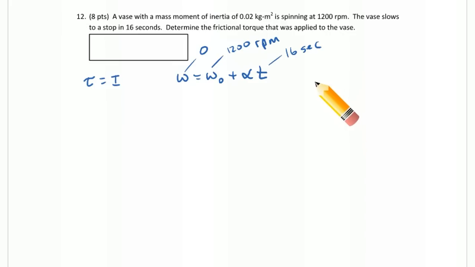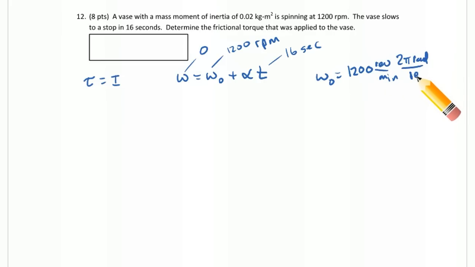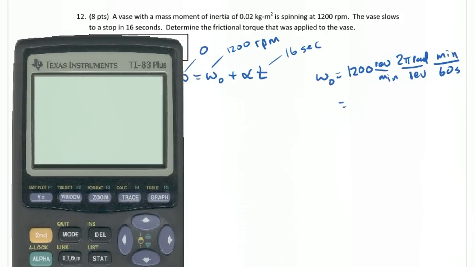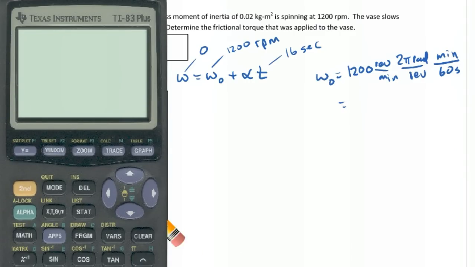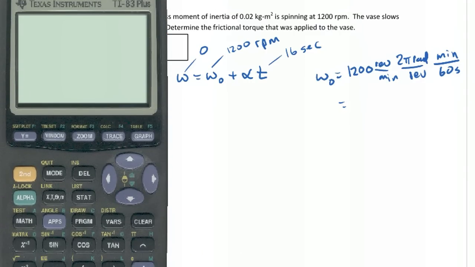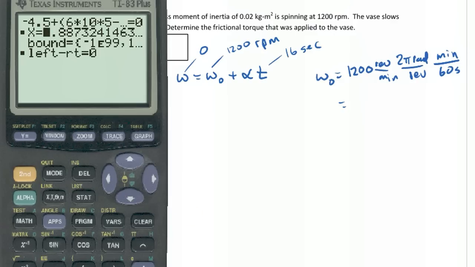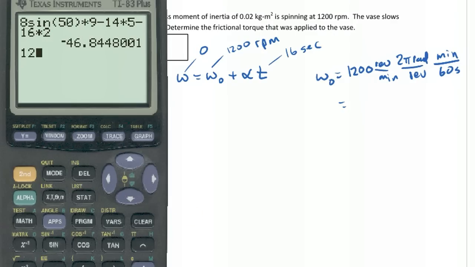So let's convert, as we've always done, our omega 0 into radians per second. So revolutions per minute, 2 pi radians per revolution, in 1 minute, 60 seconds. That number comes up to be 1200 times 2 times pi divided by 60.